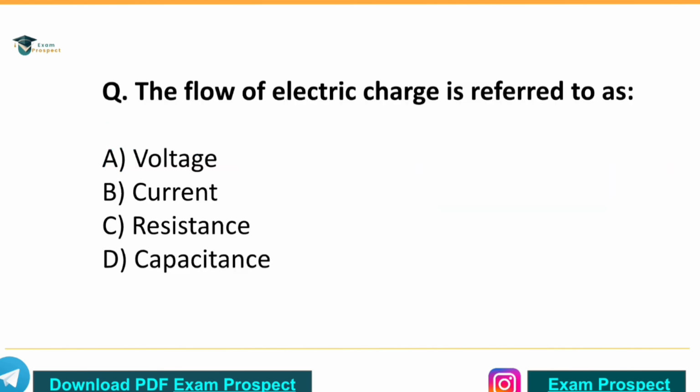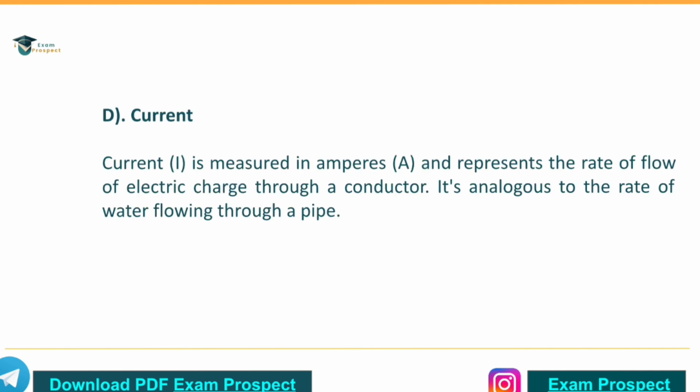Next question, the flow of electric charge is referred to as? Correct answer is option B, current. Current is measured in amperes and represents the rate of flow of electric charge through a conductor. It's analogous to the rate of water flowing through a pipe.